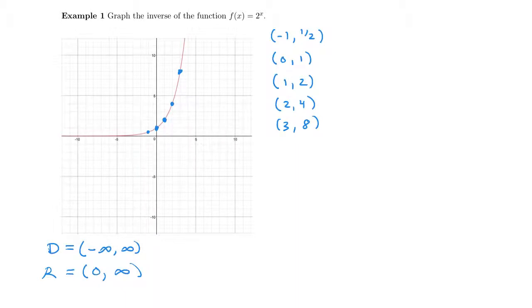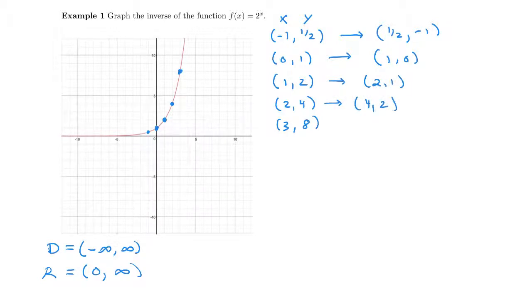the corresponding y values. This means, since the first is an x and the second is a y, on your inverse function, you have to have 1/2, -1. The inverse is the thing that switches out your x's and your y's. So this is going to be the point 1, 0. This is the point 2, 1. Here we have 4, 2, and then 8, 3. So I switched all of my x's and y's. I'm going to plot these, and whatever I get from my graph is the inverse of 2 to the x.